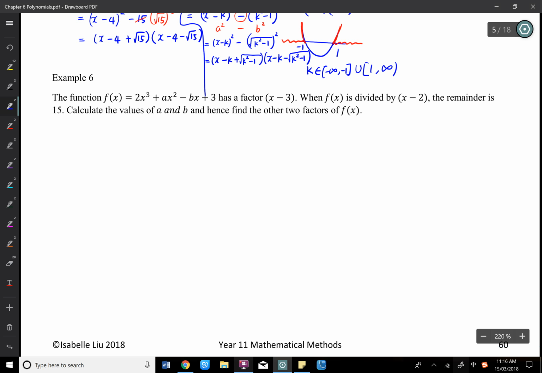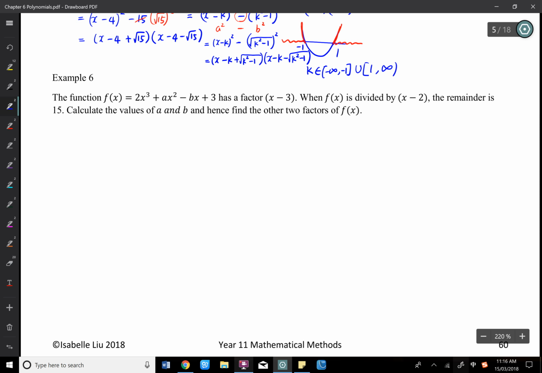f(x) is 2x cubed plus ax squared minus bx plus 3. Is that a minus or plus? A plus 3. Okay, we have two missing values, a and b. And it says that we have a factor x minus 3. And when we divide by x minus 2, I have remainder 15.